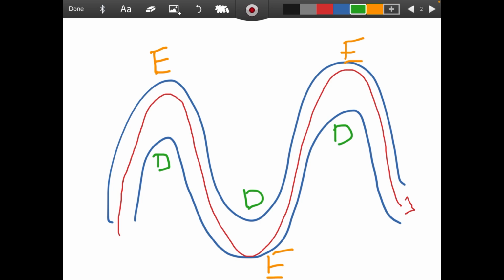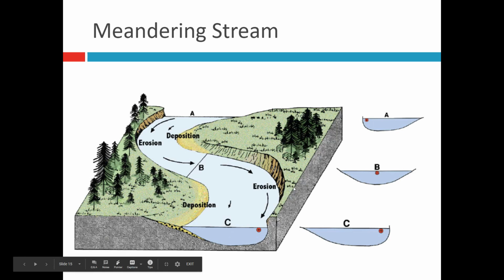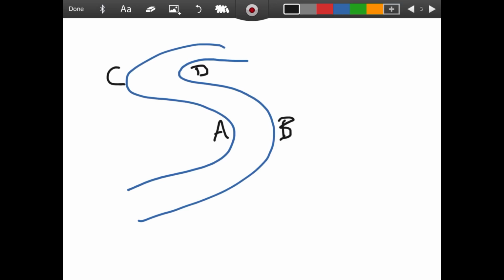Okay, so you need to be able to identify on a meandering river where it is going fastest, where it is going slowest, and therefore where erosion is happening and where deposition is happening. Now, the next part of this is interpreting what this river looks like underneath the surface. What does the bottom of this river look like? And I'm going to show you that right here.